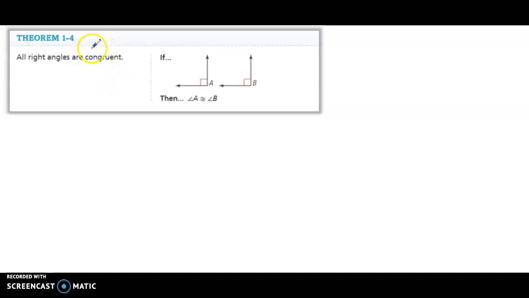The next theorem, in your book, they just call it Theorem 1-4. Some books call it the congruent right angles theorem. So if you ever hear me talk about the congruent right angles theorem, I'm talking about this. And all it says is that all right angles are congruent, which makes sense, right? Because if I tell you these two angles are right angles, you'd be like, oh, that means this one's 90 degrees and this one's 90 degrees. And if you know what congruent angles are, you know that means they have the same measure. And you're like, hey, look, these both have 90-degree angle measures. So that would mean that they're congruent to each other. And so all right angles are congruent.